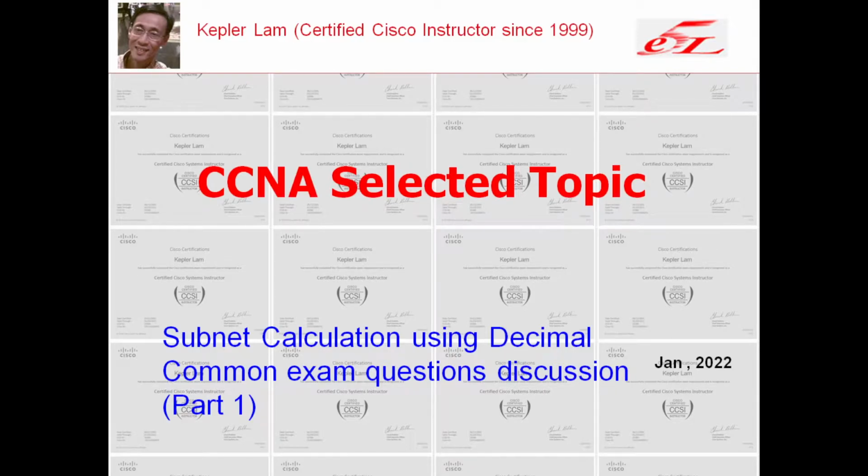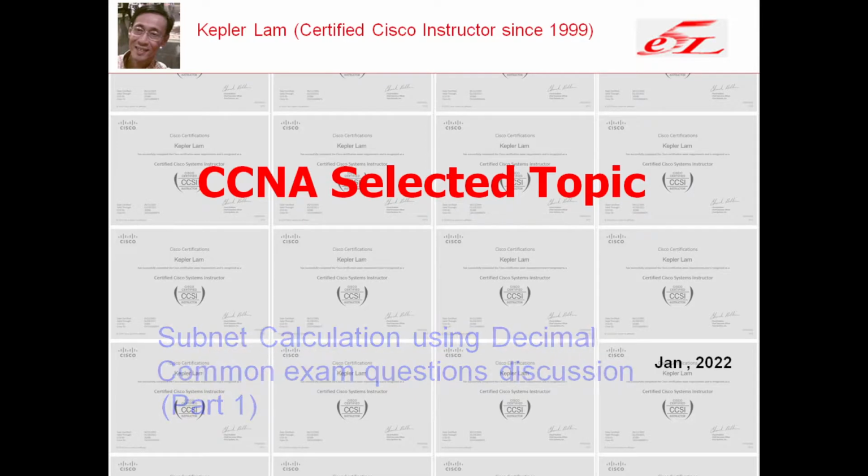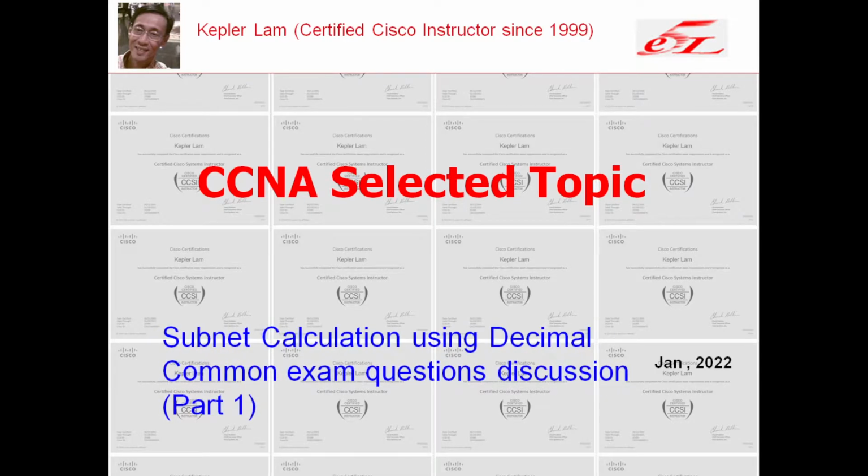Therefore, in this video, I will teach you how to use decimal for the subnet calculation, and also how to visualize how the subnet is being divided into different portions. It's just like a piece of cake.